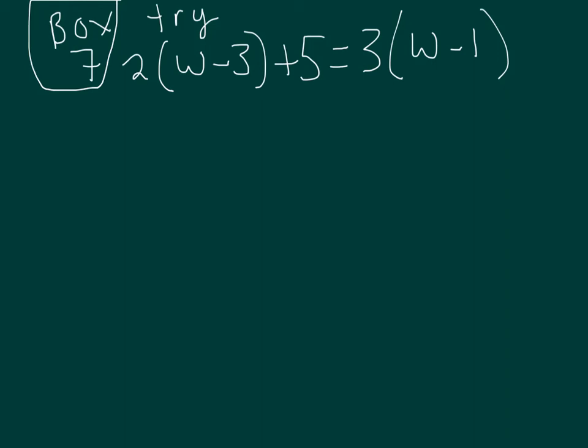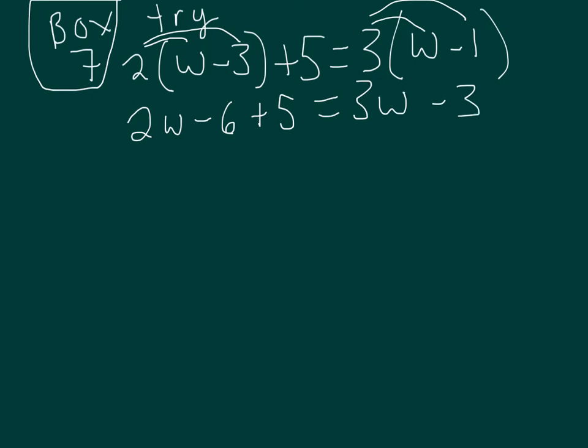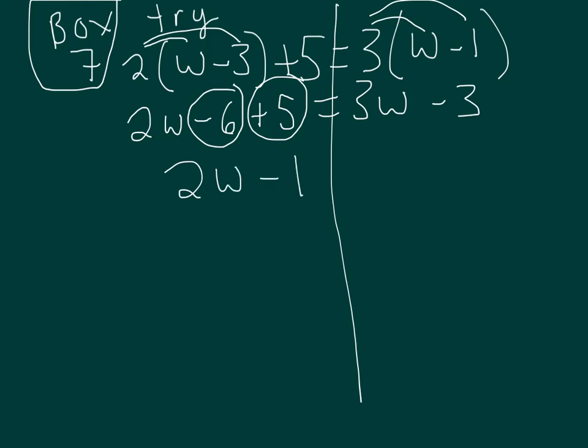Alright, so if you didn't get the correct answer, or if you did, I'm going to go through it anyway and you can copy it down. So we're going to use distributive property here and here. So we get 2w minus 6 plus 5 equals 3w minus 3. Put my river in. Now I'm going to combine my like terms on either side of the river. I can combine a negative 6 and a positive 5. So 2w minus 1 equals 3w minus 3.